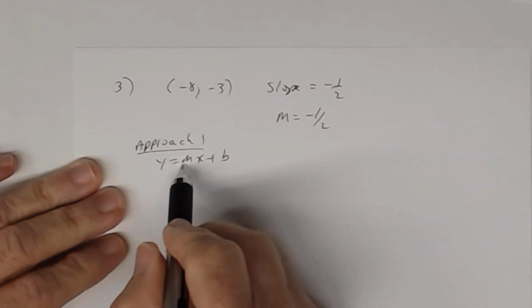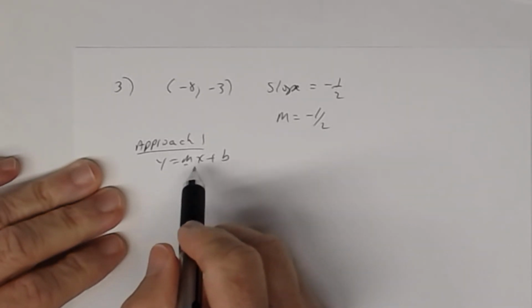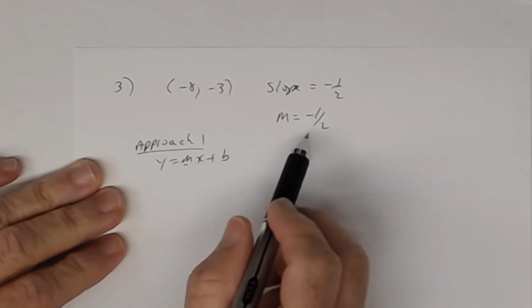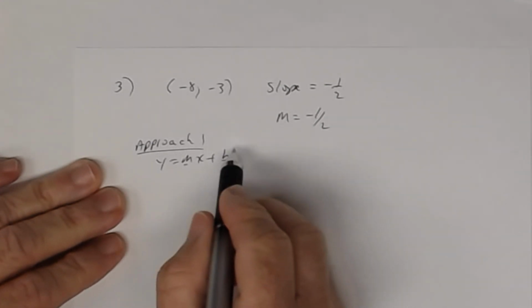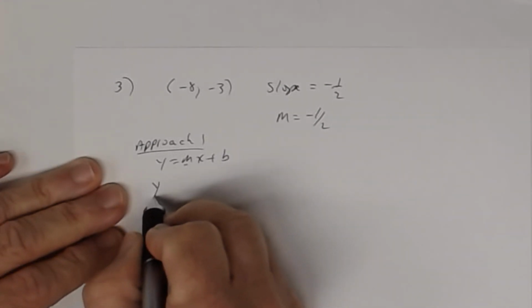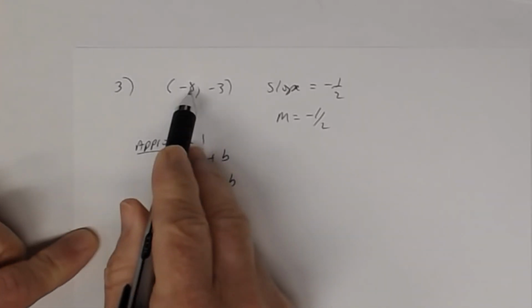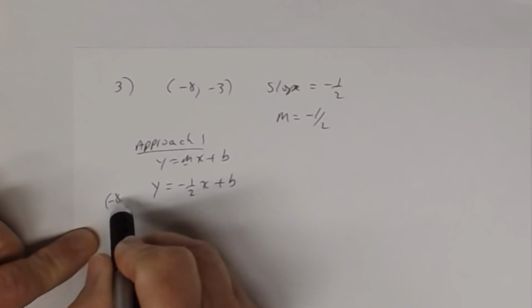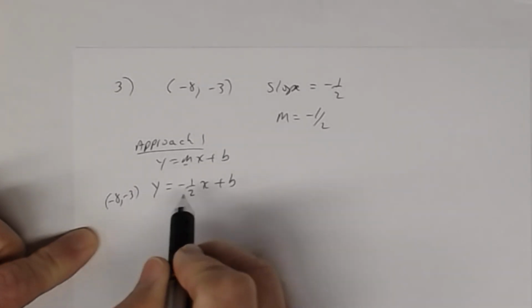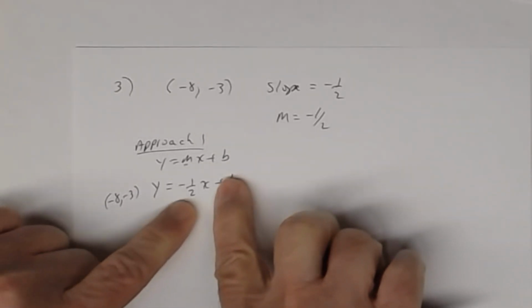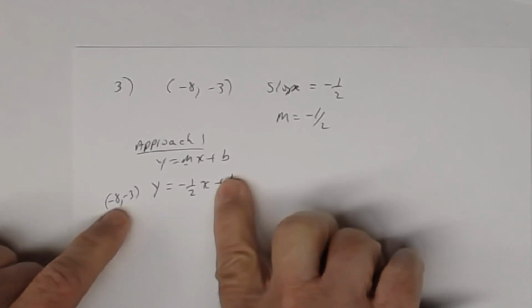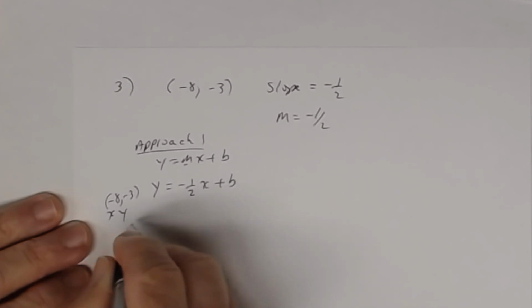And so in order to use slope-intercept form, I need to know the slope and the y-intercept. I know the slope, but I don't know the y-intercept. I've got to eventually find that. So I have y equals negative 1/2 x plus b. I know a point on that line, which is negative 8, negative 3. So if I'm going to find b, I need to know x and y, which I do. There's your x, there's your y.